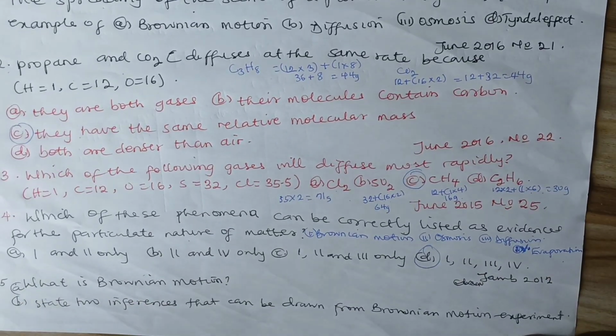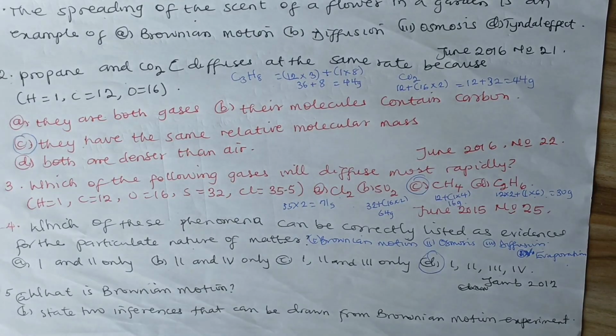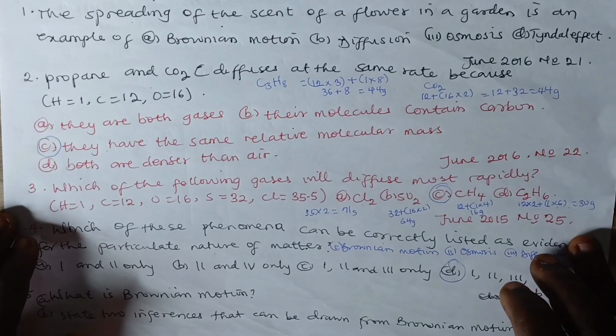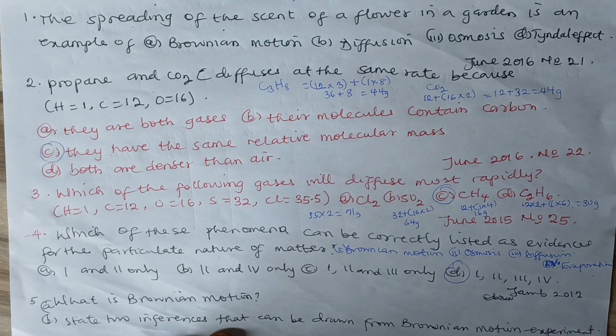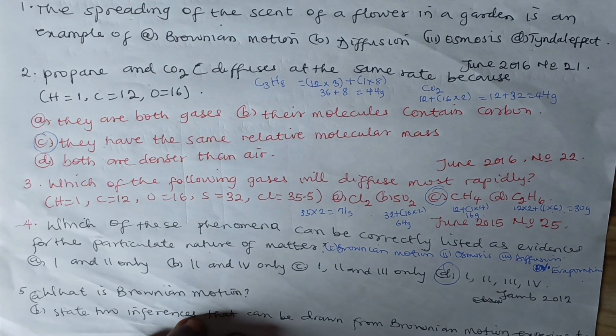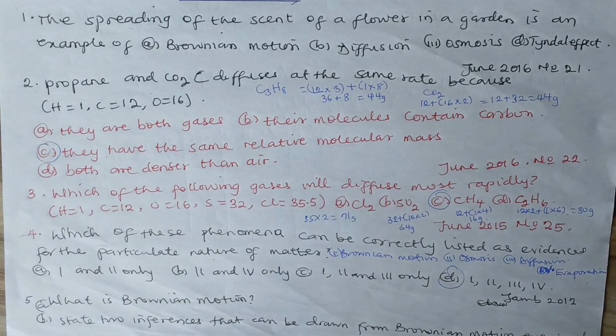The last question here is, what is Brownian motion? Brownian motion, from what we've done so far, is the irregular movement of solute particles continually in a liquid or gaseous medium. State 2 inferences that can be drawn from the Brownian motion experiment. The first one shows that matter is made up of tiny particles, and the second shows that tiny particles of matter are always moving continually.